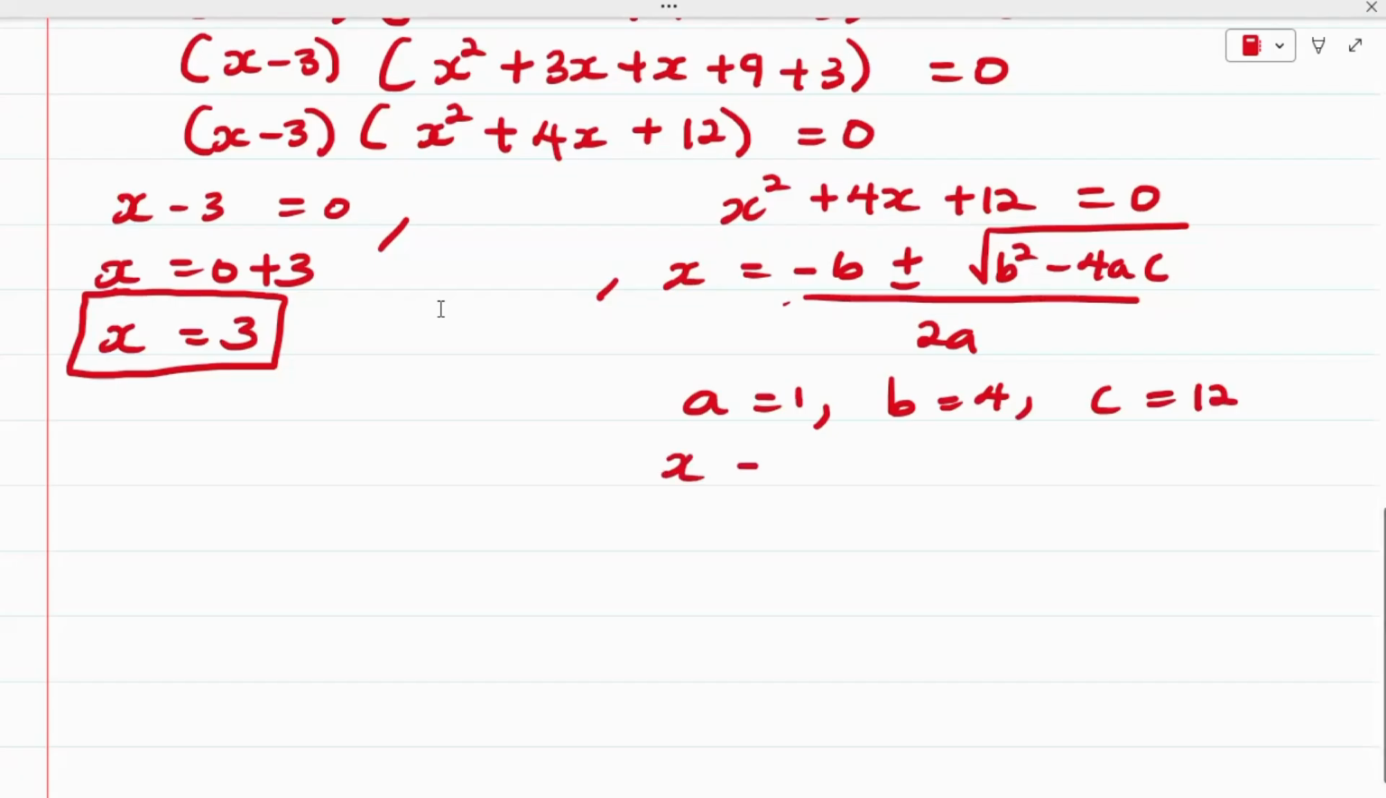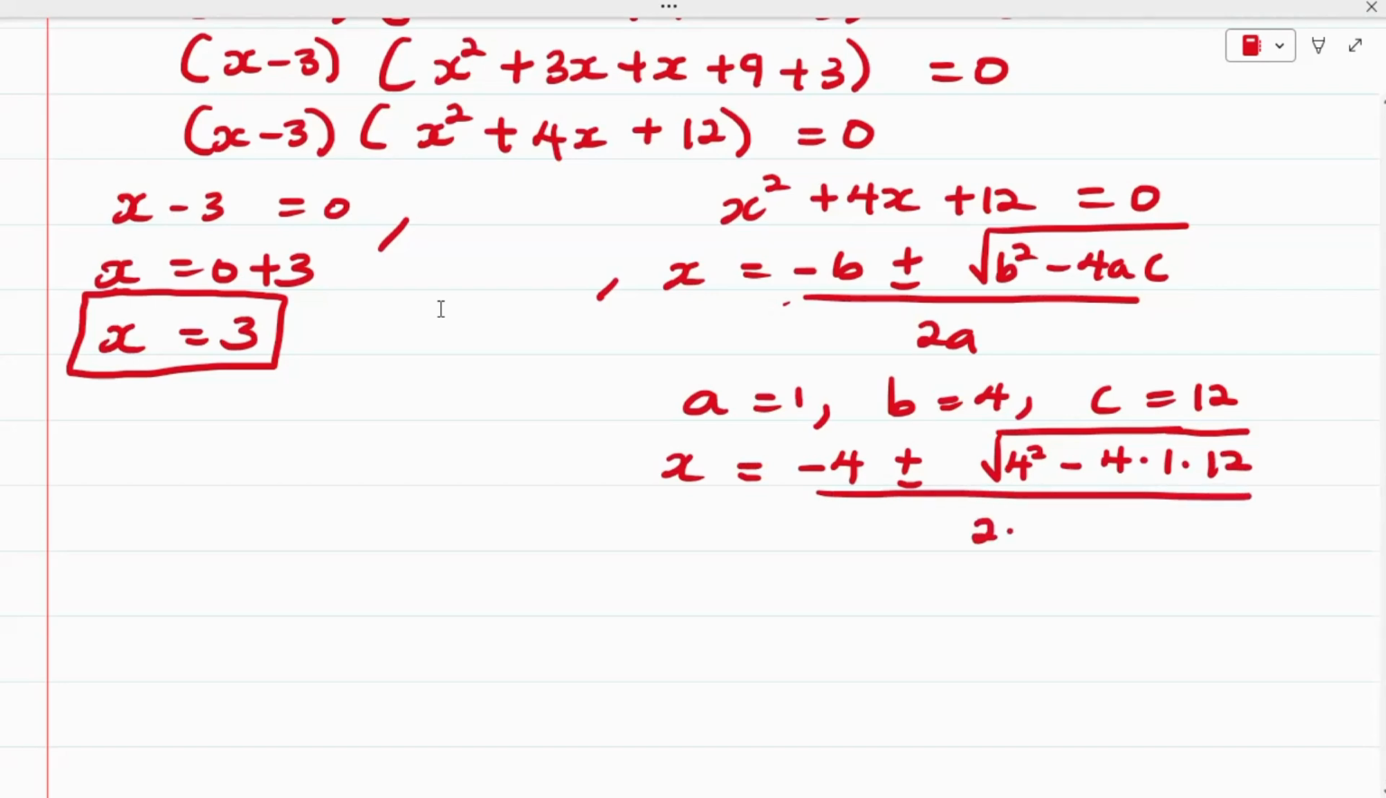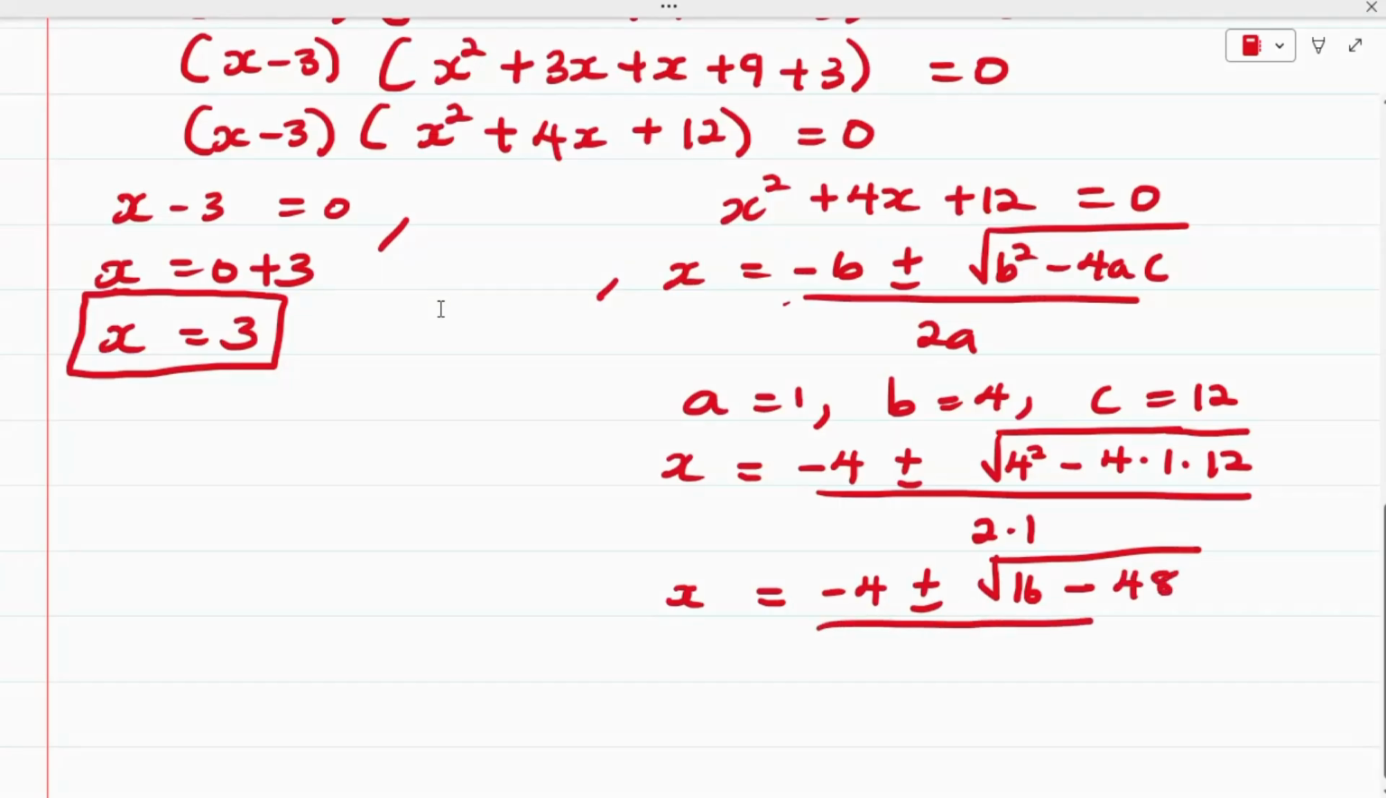So we have that x is equal to minus 4 plus or minus the square root of b squared, which is 4 squared, minus 4 multiply a, which is 1, multiply c, which is 12, divided by 2a, which is 2 multiply 1. So we have x is equal to minus 4 plus or minus the square root of 4 squared, which is 16, minus 4 multiply 1 multiply 12, which is 48, divided by 2 multiply 1, which is 2. So x is equal to minus 4 plus or minus the square root of 16 minus 48, which gives us minus 32, divided by 2.